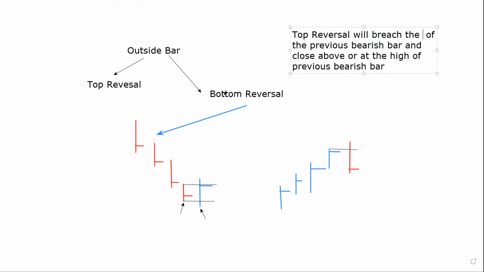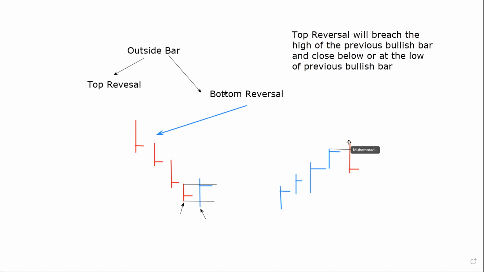Top reversal will breach the high of the previous bullish bar and close below or at the low of the previous bullish bar. Okay, very simple. Top reversal will breach the high of the previous bar and close below. So it will breach the high of the previous bullish bar, and then it will immediately reverse and close below the low.